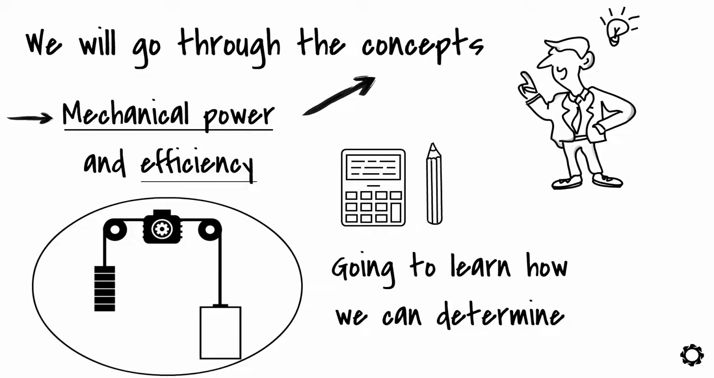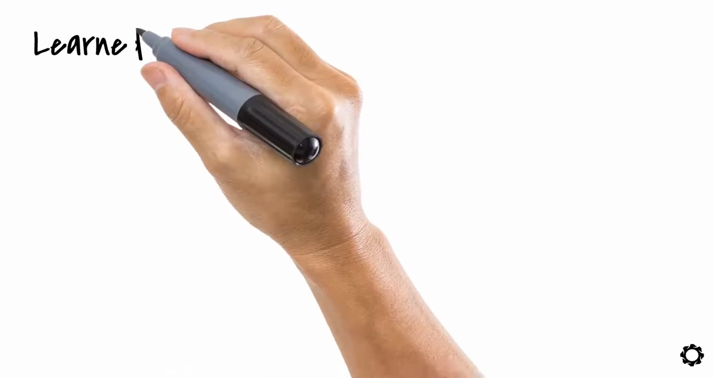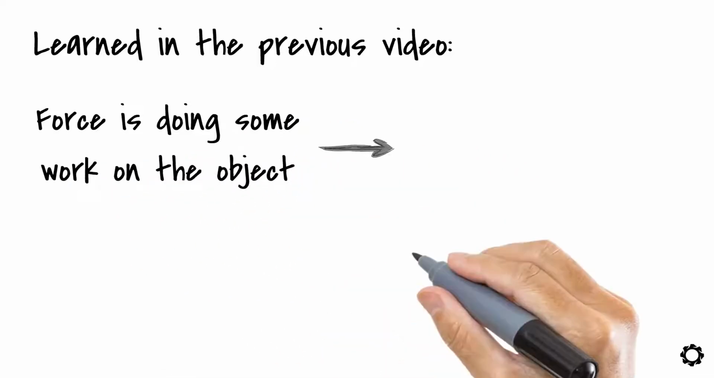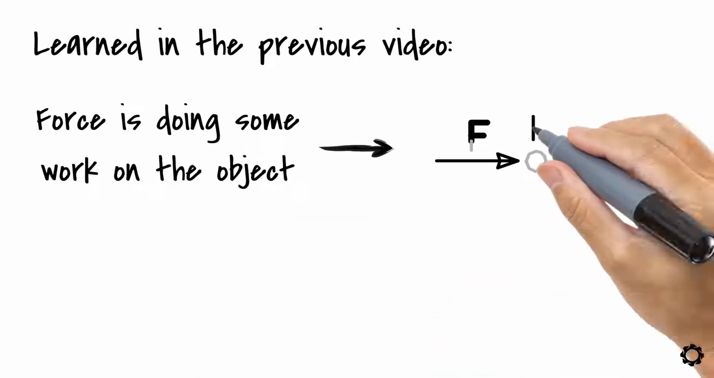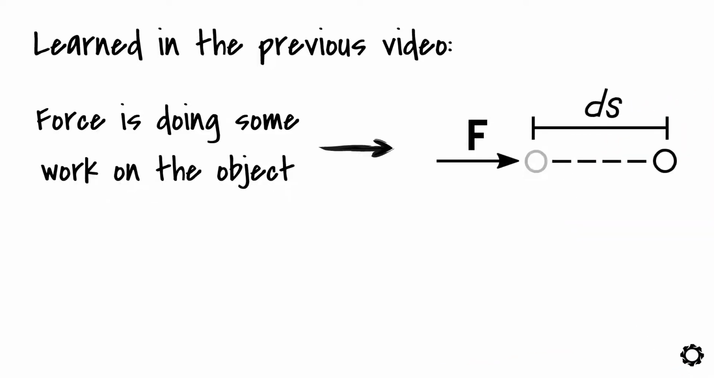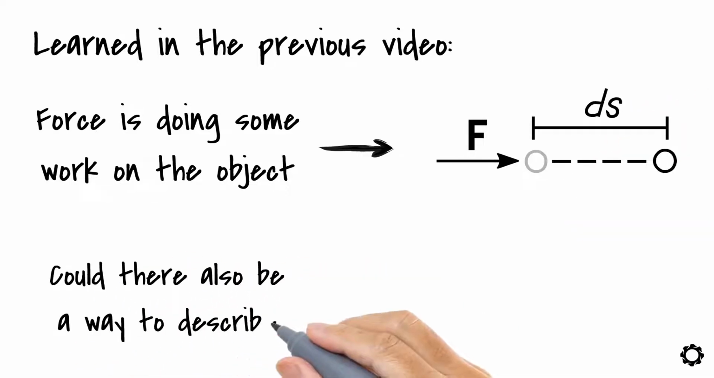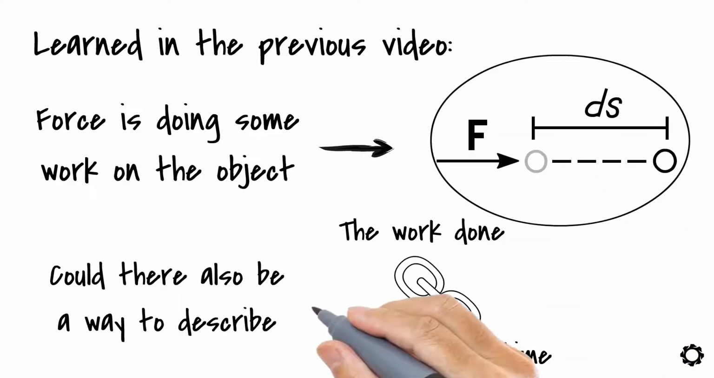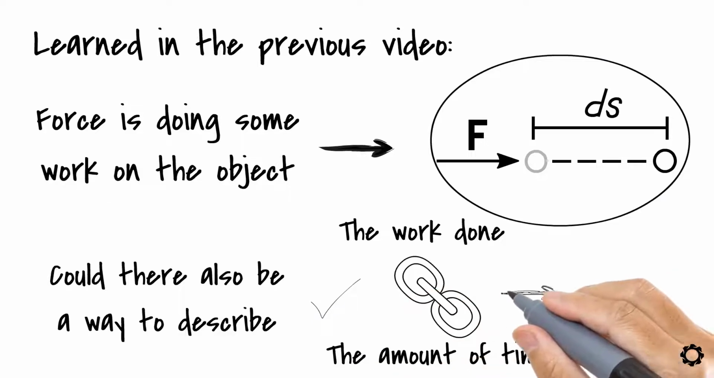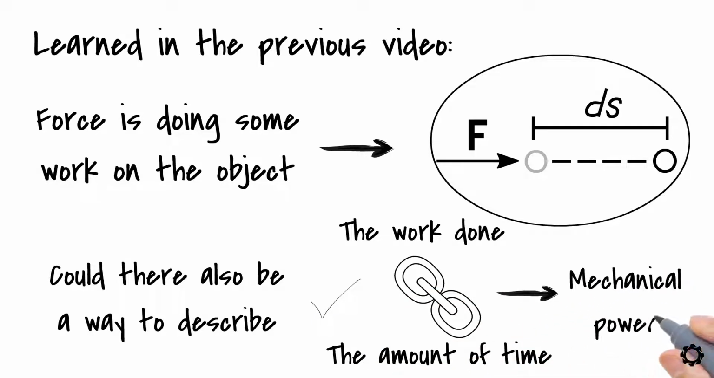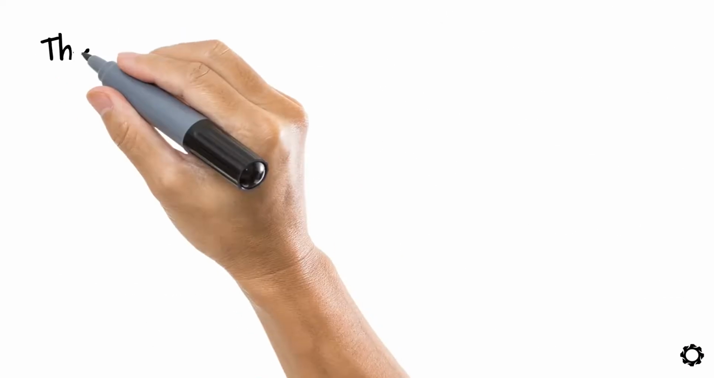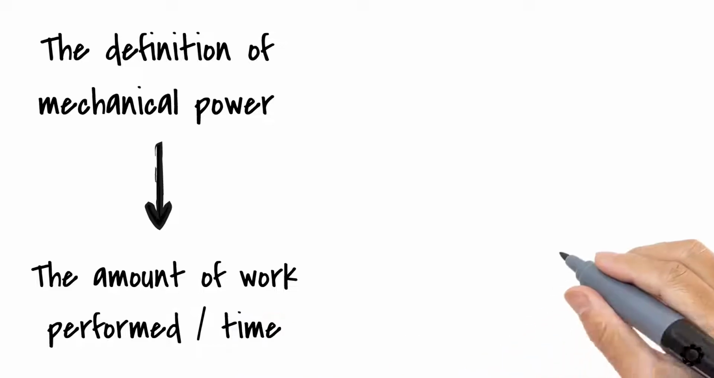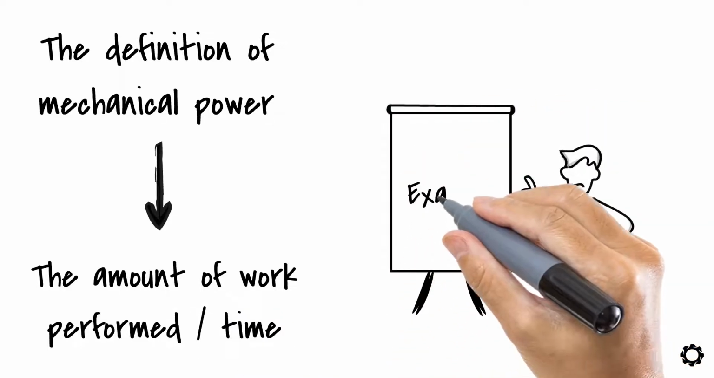Let's get started then. If you still recall, we learned in the previous video that a force is doing some work on the object if the object is compelled to move by a certain amount in the direction of the force. Now think about this. Could there also be a way to describe the relation between the work done and the amount of time that goes into the work? Yes, there is. And how we can do that is by the concept of mechanical power. Because as you see, the definition of mechanical power is the amount of work performed per unit of time. Let me explain this further by using some example.